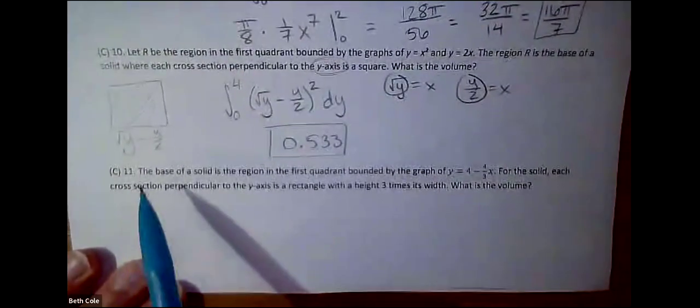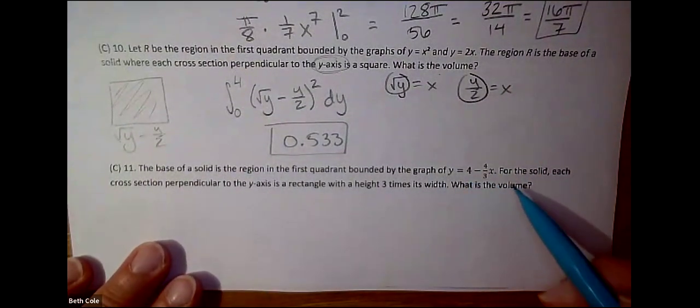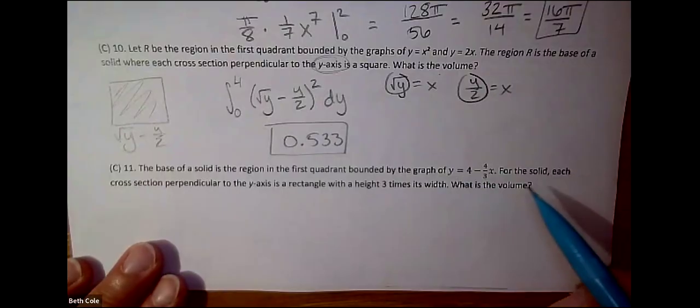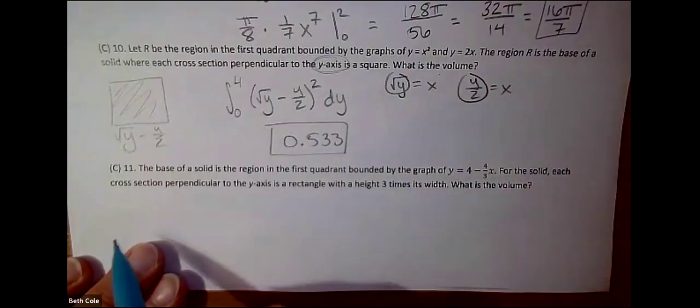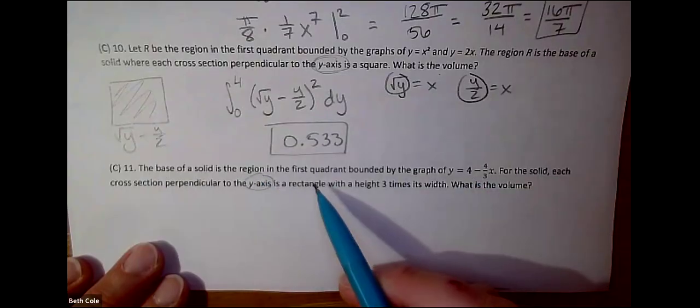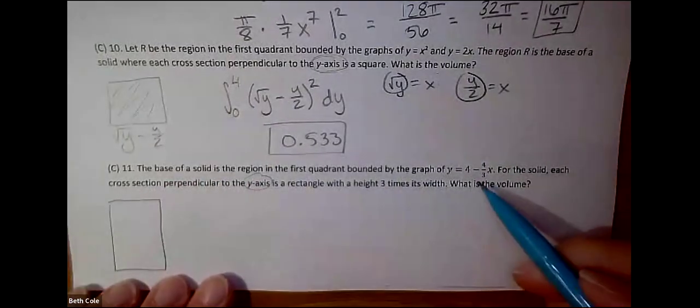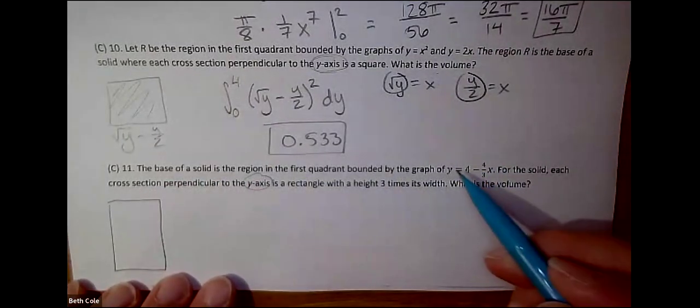All right, this one is also calculator. We want bounded by the graphs of 4 minus 4/3 x, and in the first quadrant, right? Perpendicular again to the y-axis. So I'm going to have to rearrange this, a rectangle with the height 3 times its base. All right, so first thing I'm going to do is the algebra for rearranging this.